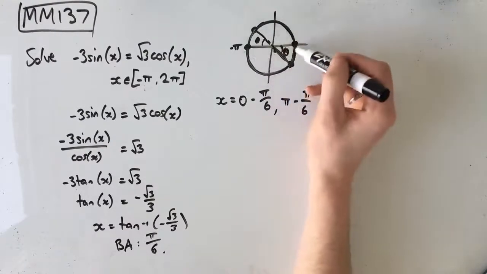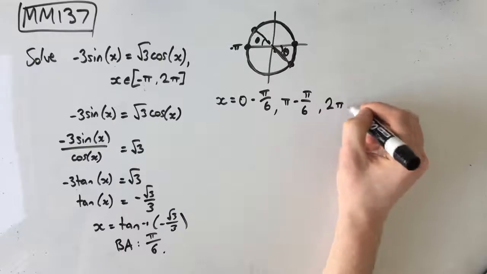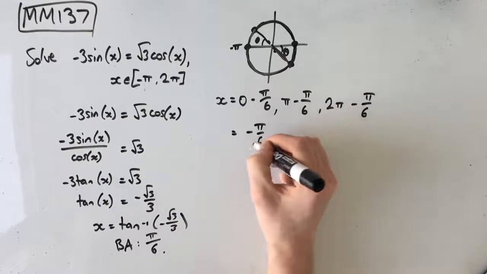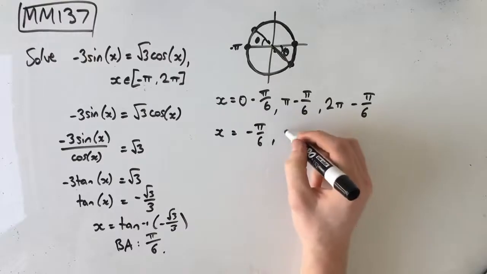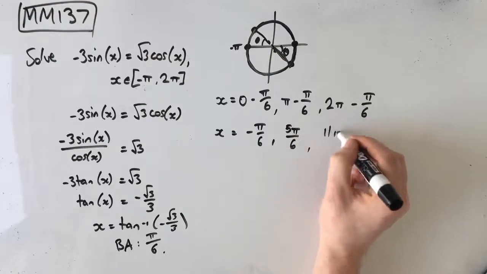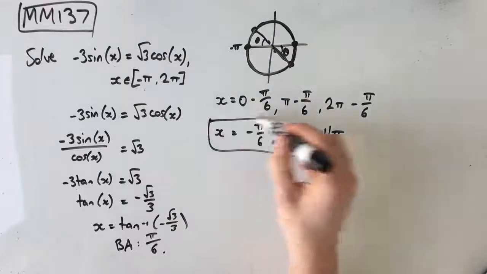Then we keep going around. We're at 2π here, and we get 2π minus π on 6 to get this angle here. So 2π minus π on 6. What we end up with is x equals -π on 6, 5π on 6, and 11π on 6. Awesome. So that's your final answer, guys.